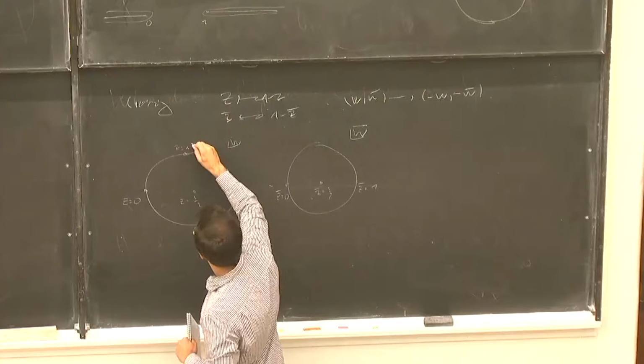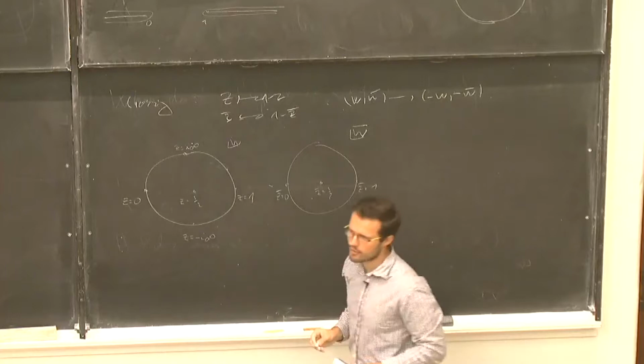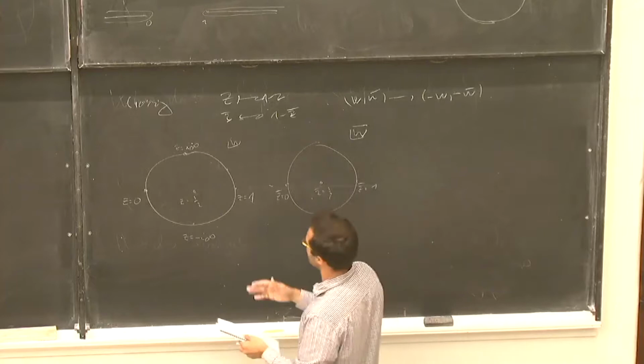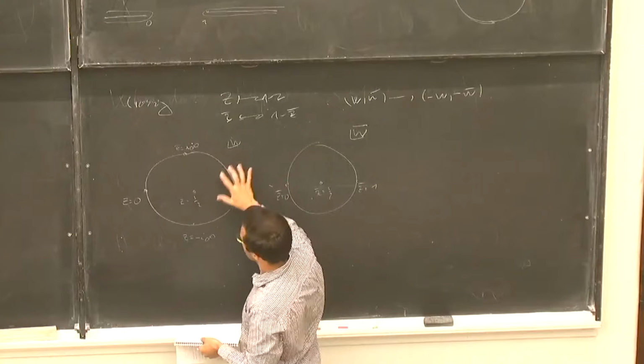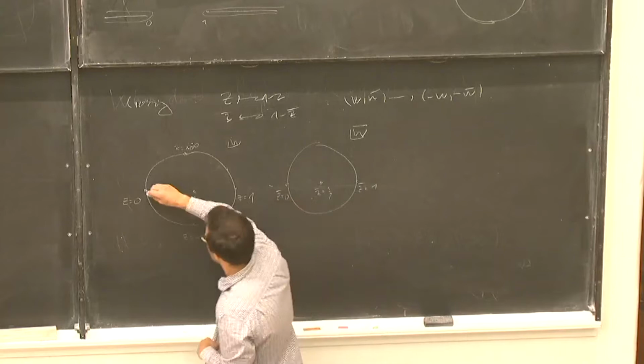So are these pictures clear? So the whole point is to map the region where the crossing equation holds inside a unit circle, because the unit circle is a much nicer shape than the shape with the two branch cuts taken away. Okay.